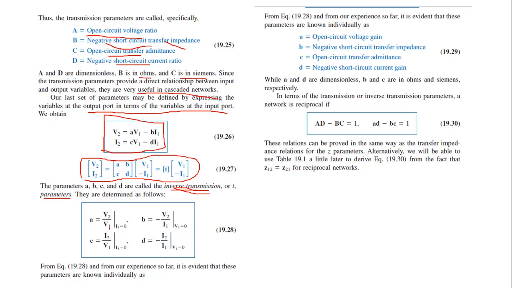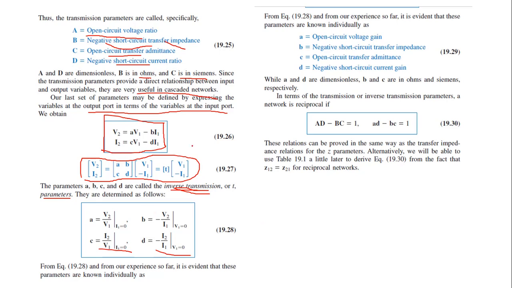So they are determined as follows. Again, apply the same rule. A is equal to V2 by V1 given I1 is equal to 0. Similarly B is equal to minus of V2 by I1 given V1 is equal to 0. C is equal to I2 by V1 given I1 is equal to 0, and D is equal to minus of I2 by I1 given V1 is equal to 0.